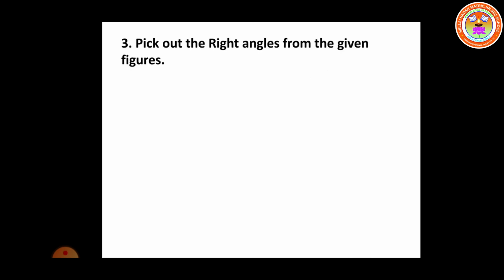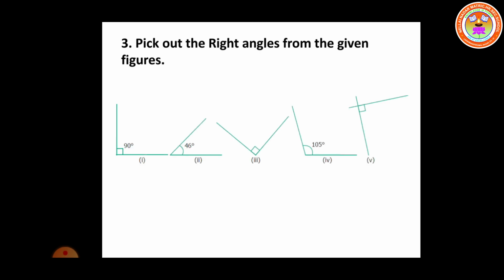Let us see the next question. Pick out the right angles from the given figures. These are the given figures. Right angle means exactly 90 degrees. So this is the symbol, see the first diagram. In that the given angle is 90 degrees. So that symbol means 90 degrees. The similar symbols are in the third subdivision and the fifth subdivision. So our answer is first one, third one, fifth one. So these are right angles.